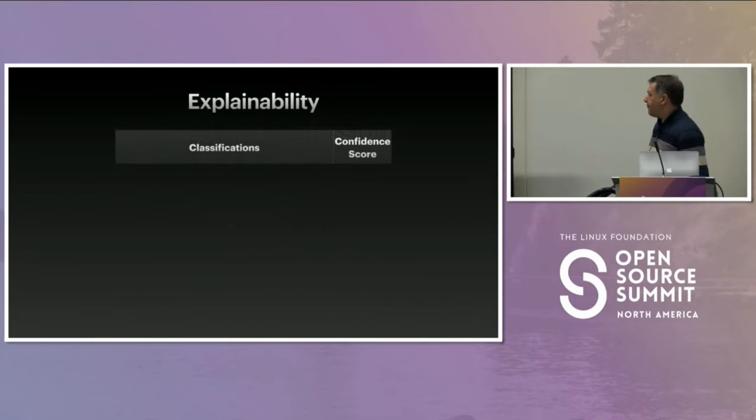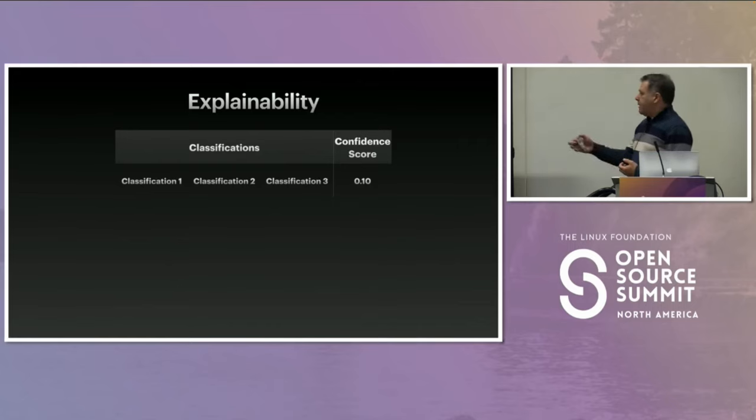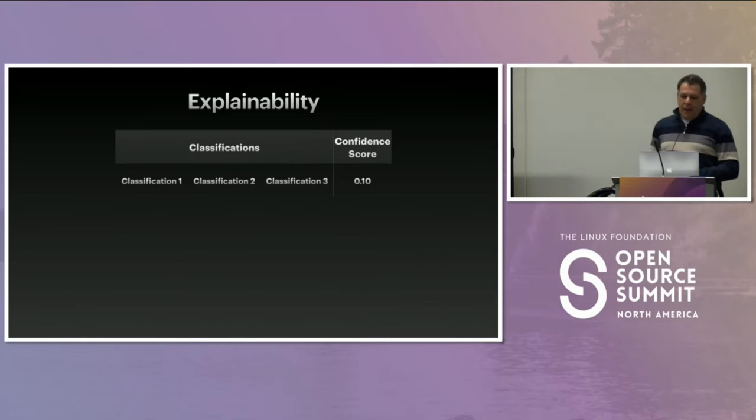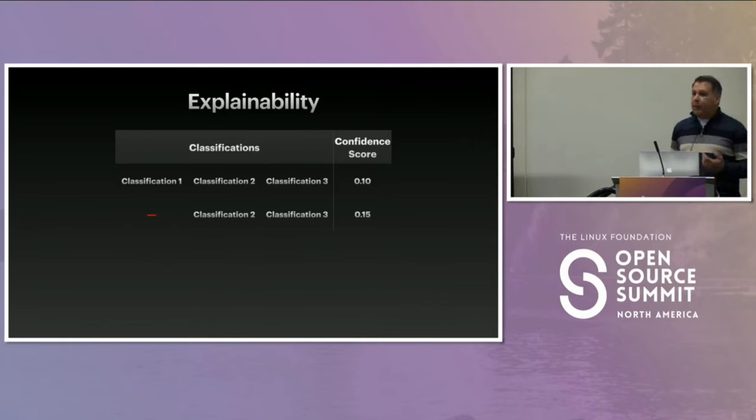Let's take a look at an example. Imagine that we have a financial transaction record, and there are three fields that we're going to classify. It gave a confidence score of 0.1. Let's say it ranges from 0 to 1, 1 being 100%, 0 being very low confidence. And it came back with three classifications, 1, 2, and 3. How can we try to figure out why the confidence score was so low? We can use one technique: we remove the first field and we run the inference again. Now we see the result was a little bit better. From 0.1, it went to 0.15. Well, we could say, maybe the first field is the one causing the problem.